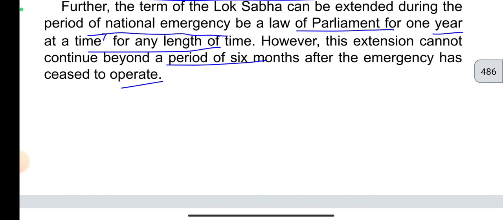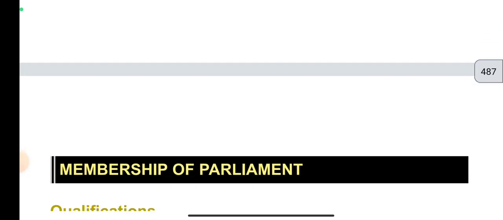Further, the term of the Lok Sabha can be extended during the period of national emergency by a law of Parliament for 1 year at a time, for any length of time. However, this extension cannot continue beyond a period of 6 months after the emergency has ceased to operate.